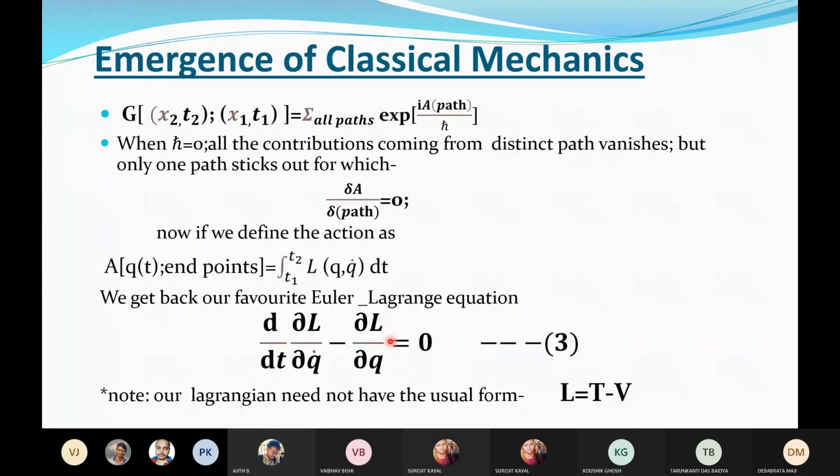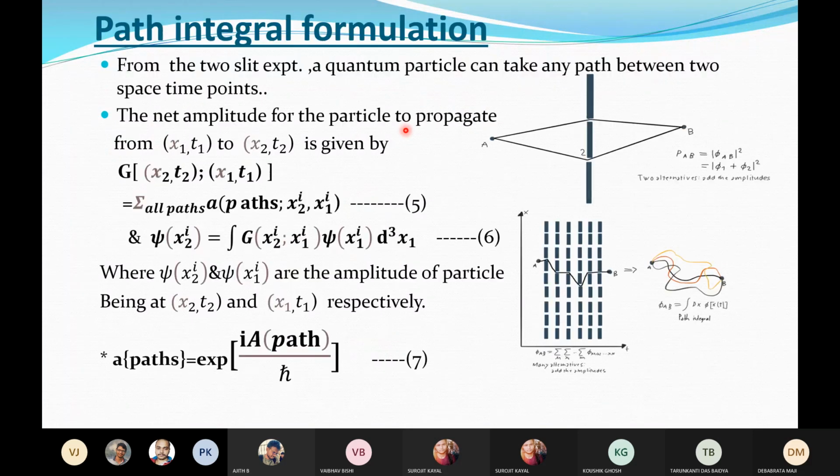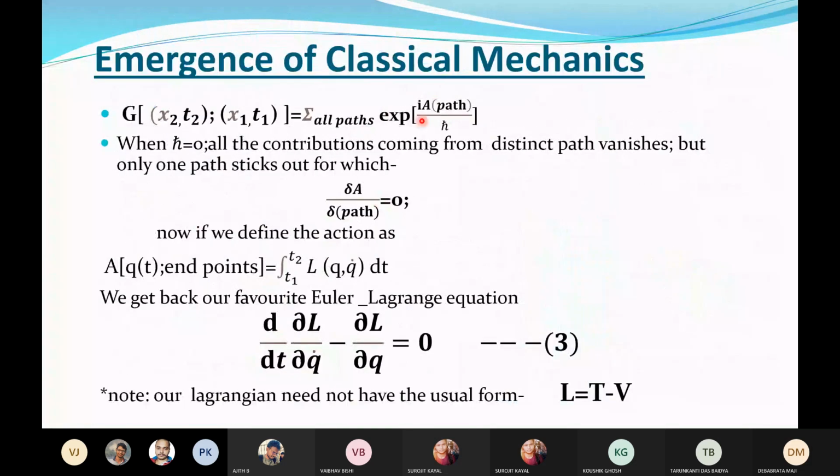How classical mechanics naturally emerges from the path integral formulation of quantum mechanics. We have written down the expression for amplitude from the previous slide, equation 7 to equation 5, and we get these equations. So in this equation, when h cross turns out to be 0, the weight behind the exponential is taken as unity, as all paths are equally probable, and we take this to be 1.